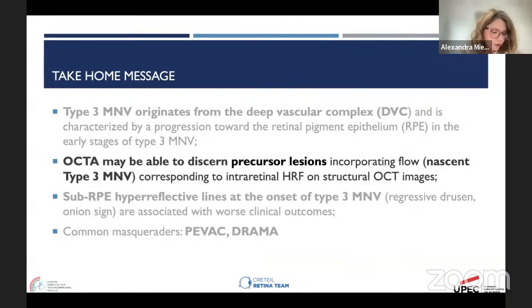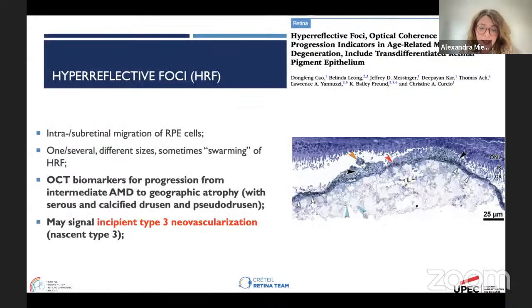Another thing we have to keep in mind regarding type 3 macular neovascularization is that OCT angiography may be able to discern not only type 3 and to diagnose, but also precursor lesions incorporating flow, such as the case for nascent type 3 macular neovascularization, which corresponds to the intraretinal hyperreflective foci we have seen on OCT images. And about hyperreflective foci, this is a very extensive subject.